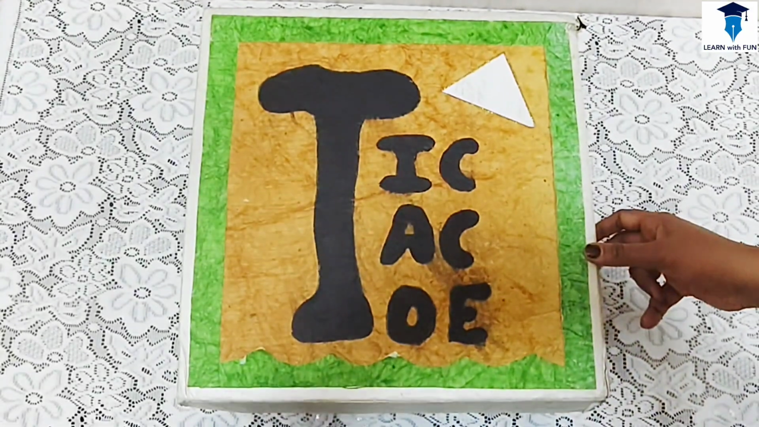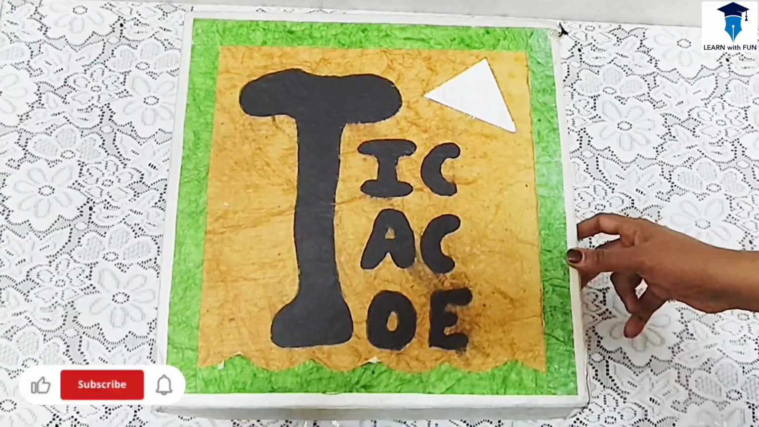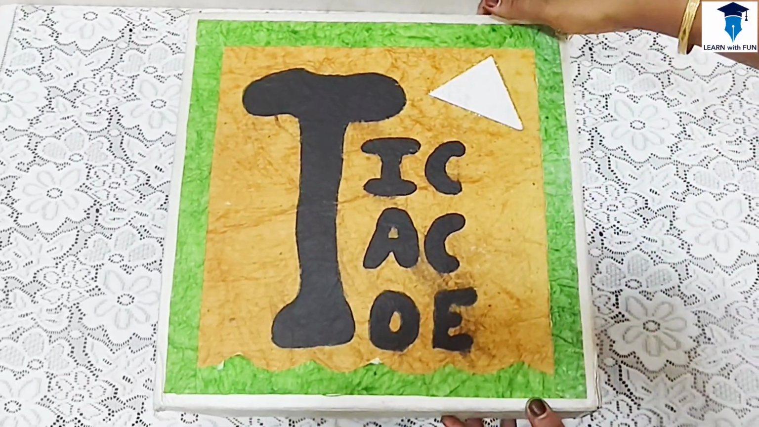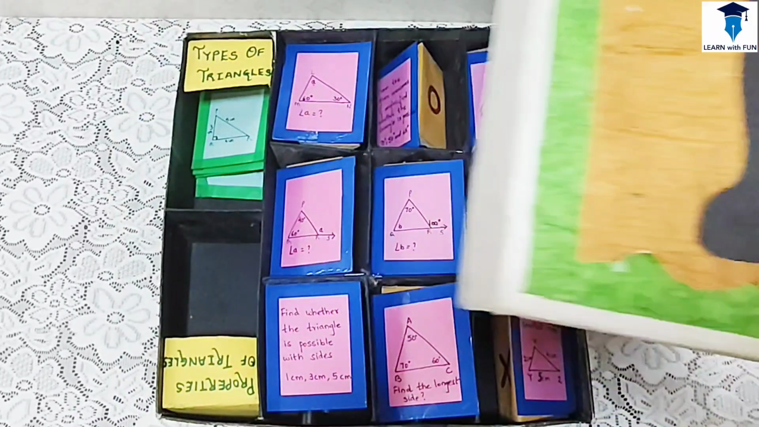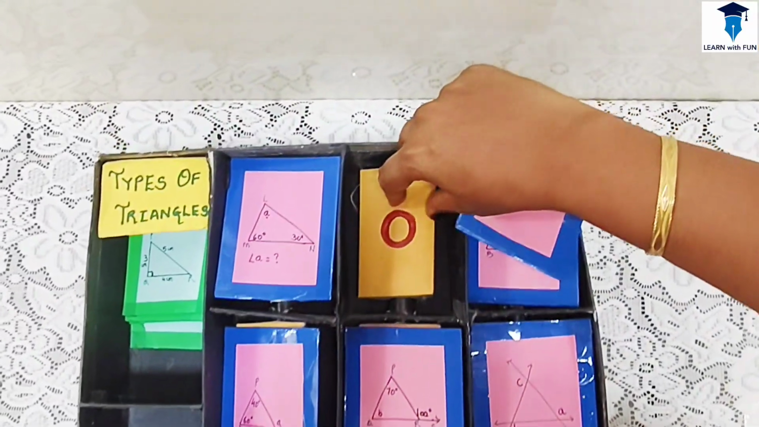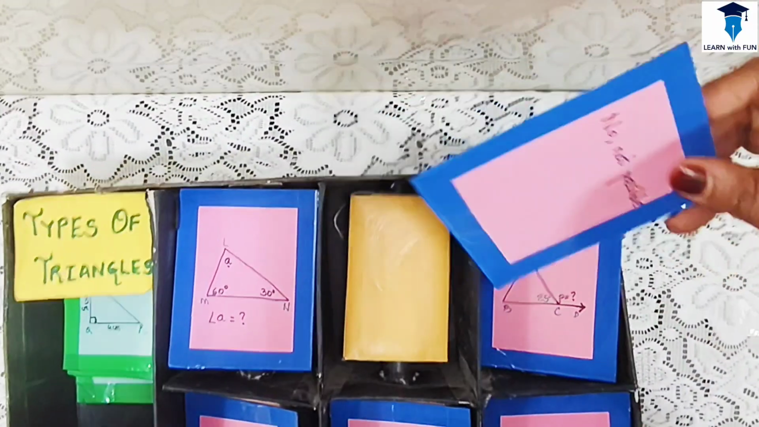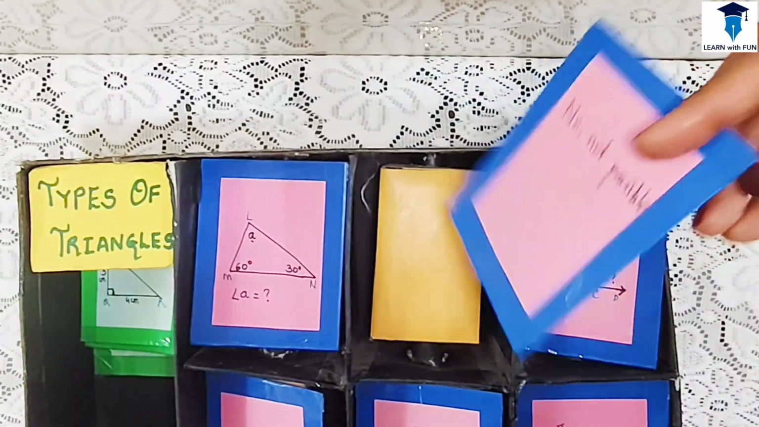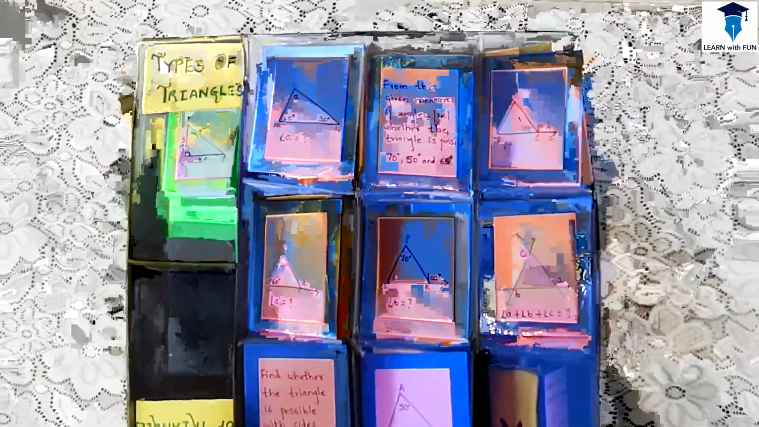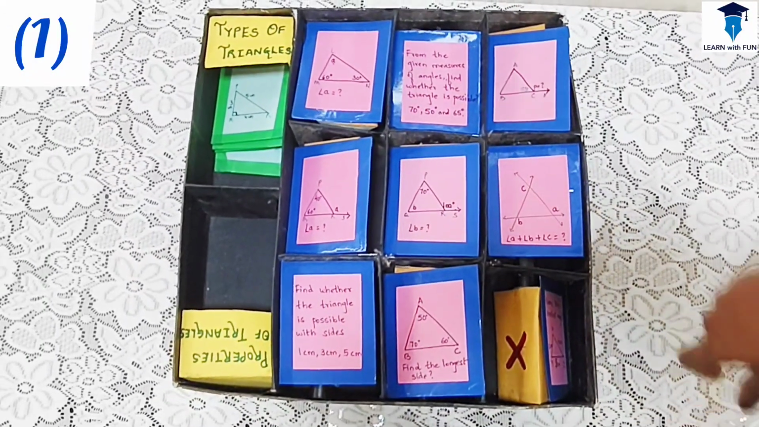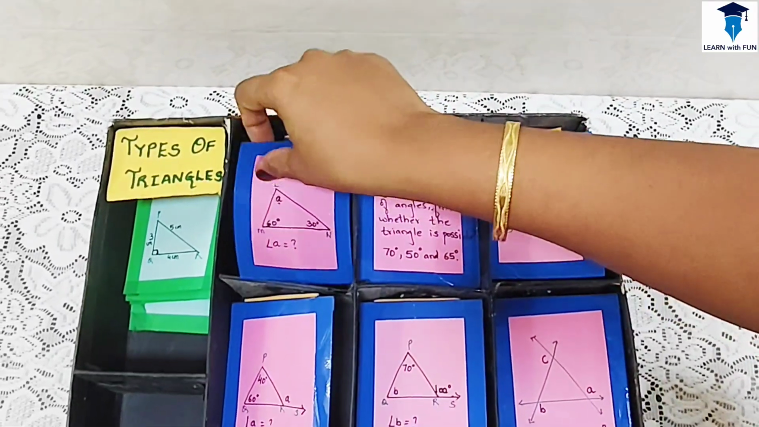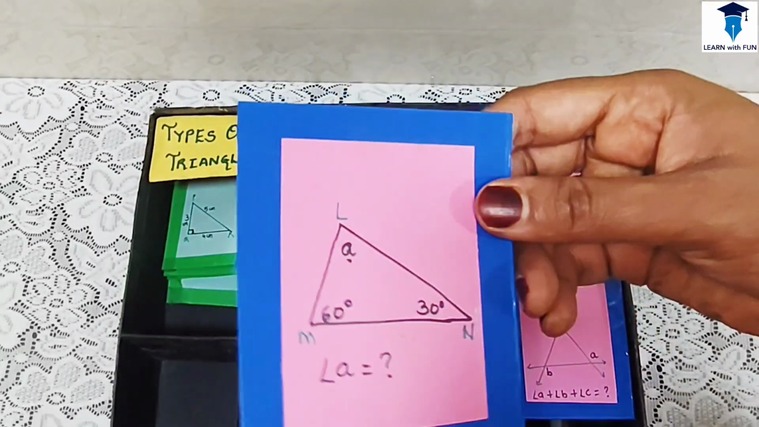Let's open tic-tac-toe and see what questions are hidden here based on properties of triangle. So let's open it and find out the questions. Here there is a blank and there is space for X and 0. So here a child has to place X or 0 if he gives the correct answer. So let's zoom into today's game. First one, it's time for the X to give the answer. Suppose he wants to place X here, so he has to give the correct answer based on properties of triangle.